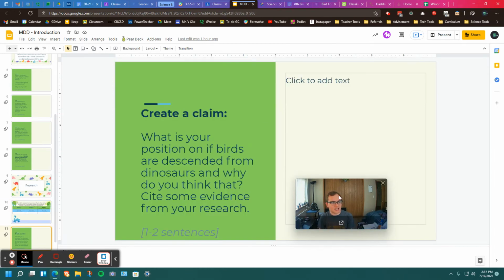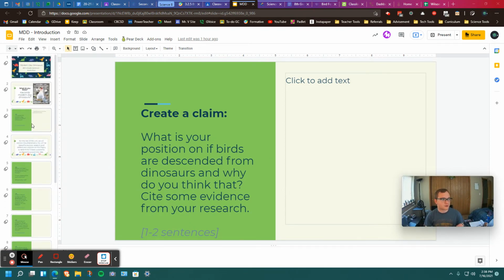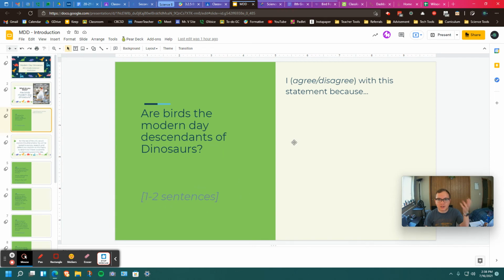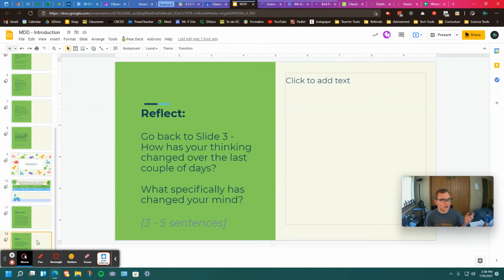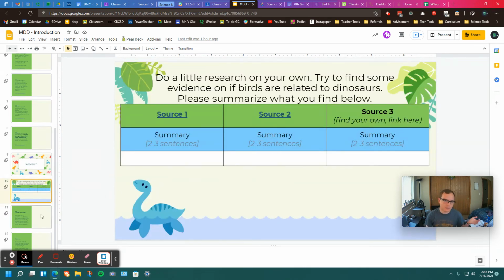And then the very last slide is your official claim. So going back to the very first thing you type, slide 3, this is your initial claim, and now this is your final claim. So given what you learned about in your research part, you might change your idea. You might have found, given what you read, that they are related, or you might still stick to your guns and say they're not, depending on what evidence you looked at.